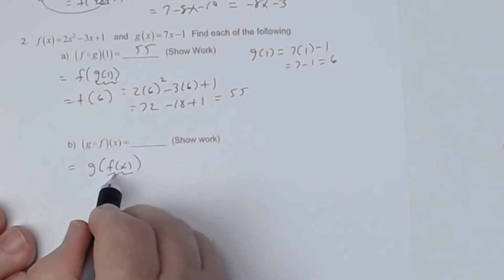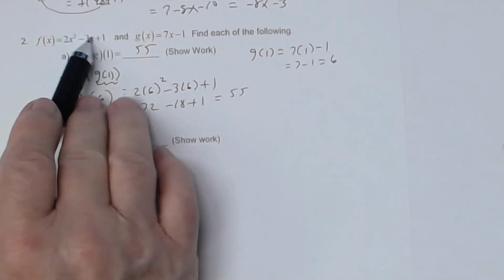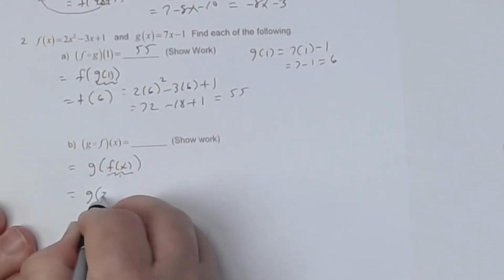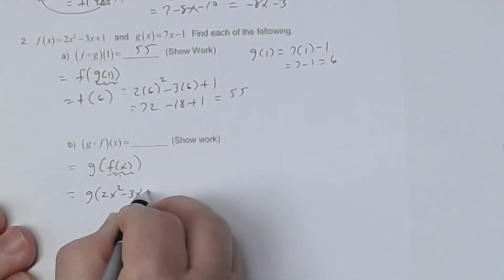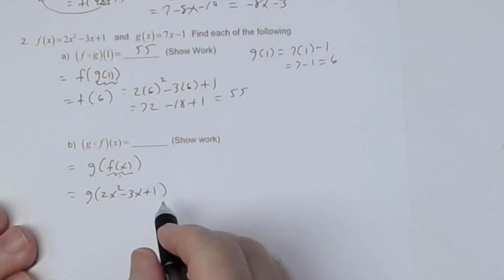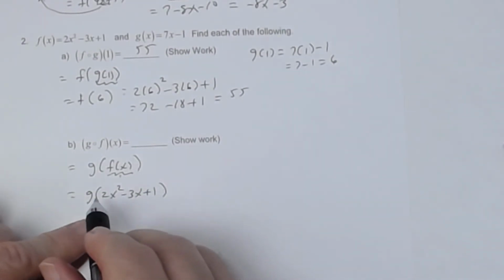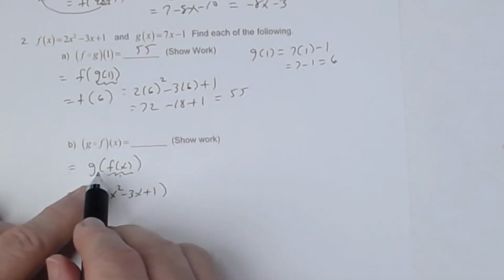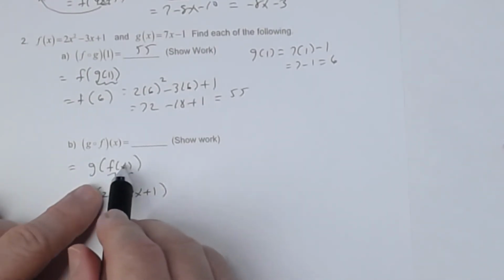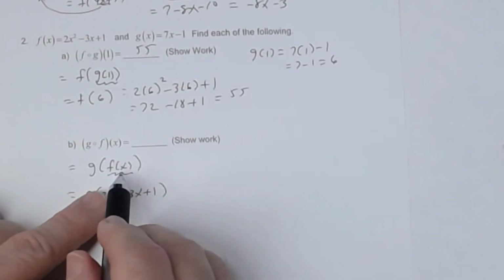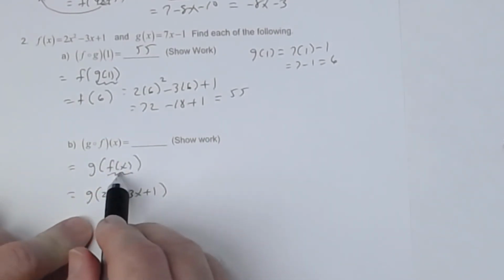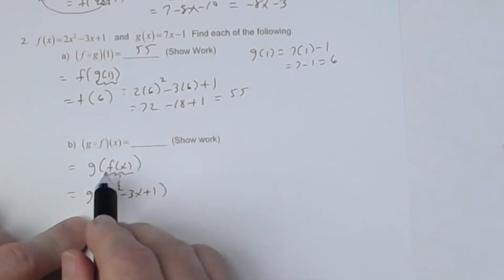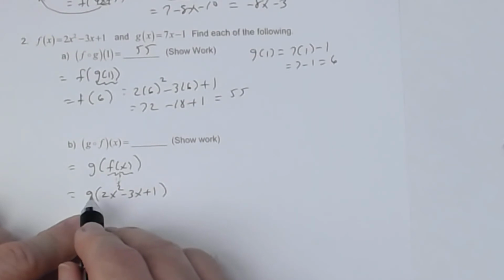Then we know what f of x is. Always do the innermost first. F of x is this quadratic function right here. So that becomes g of 2x squared minus 3x plus 1. And then now I have enough information to find g of 2x squared minus 3x plus 1. So g of f of x is equivalent to saying g of 2x squared minus 3x plus 1, because that's what f of x equals, right? Now we're going to find this.